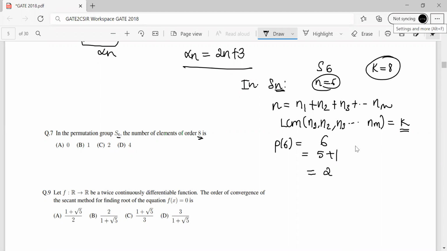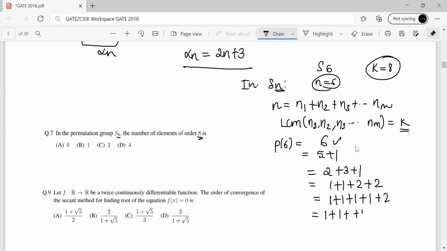So I'm writing the partitions for 6. So here it is 6, and 5 plus 1 is also 6. 2 plus 3 plus 1 is also 6. And then 1 plus 1 plus 2 plus 2, and 2 plus 4, and 2 plus 2 plus 2. And then 1 plus 1 plus 1 plus 1 plus 2, and 1 plus 1 plus 1 plus 1 plus 1 plus 1, and 3 plus 3. There will be one more partition, but in any way you are not getting LCM to be 8.